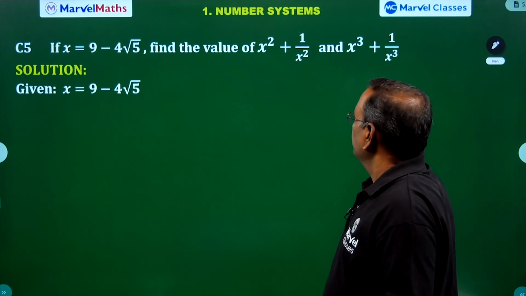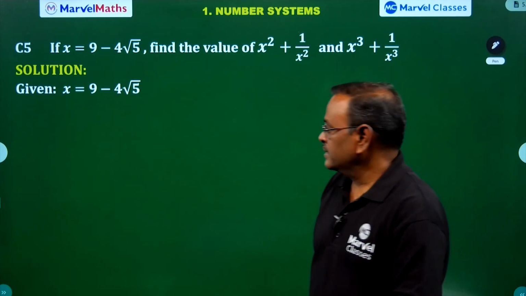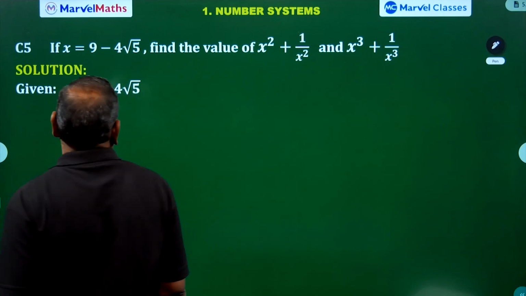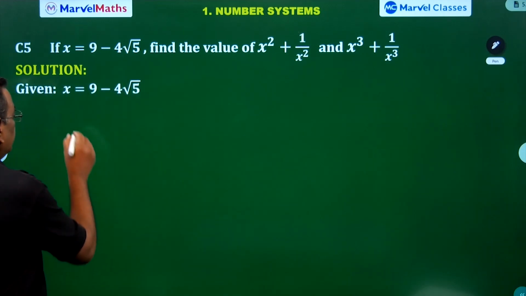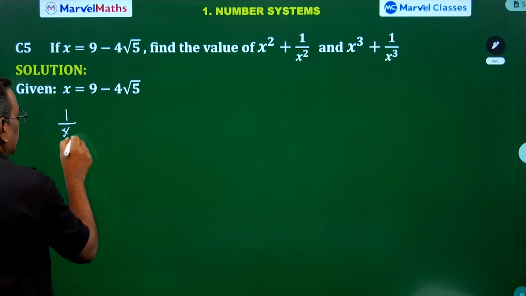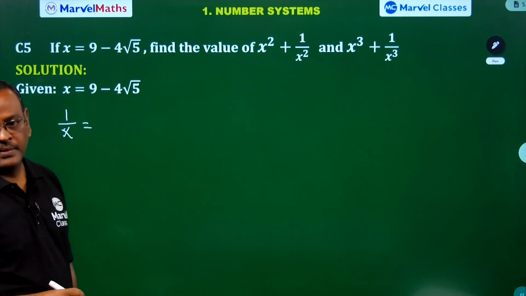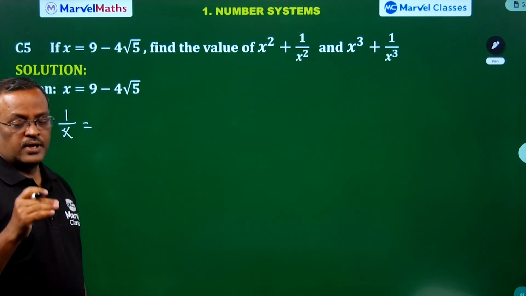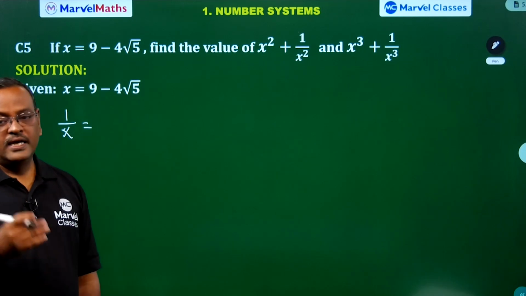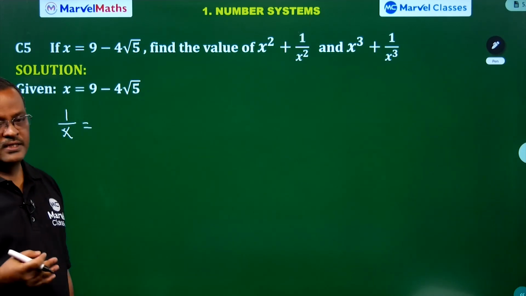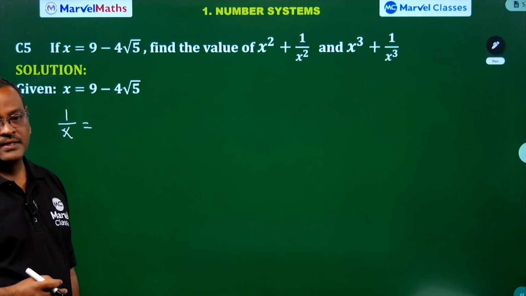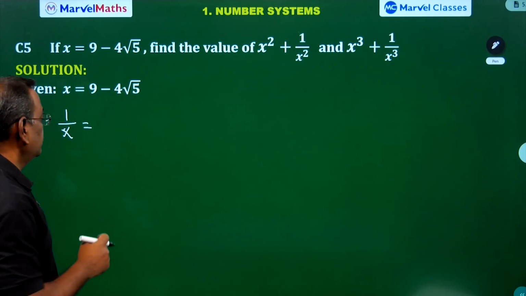So for that, first find the value of 1 by x. The given number is x equal to 9 minus 4 root 5. First find the 1 by x as usual by method of conjugation, okay. But I already explained the concept. Whenever you take the reciprocal, the final answer is always the conjugate of the given number.